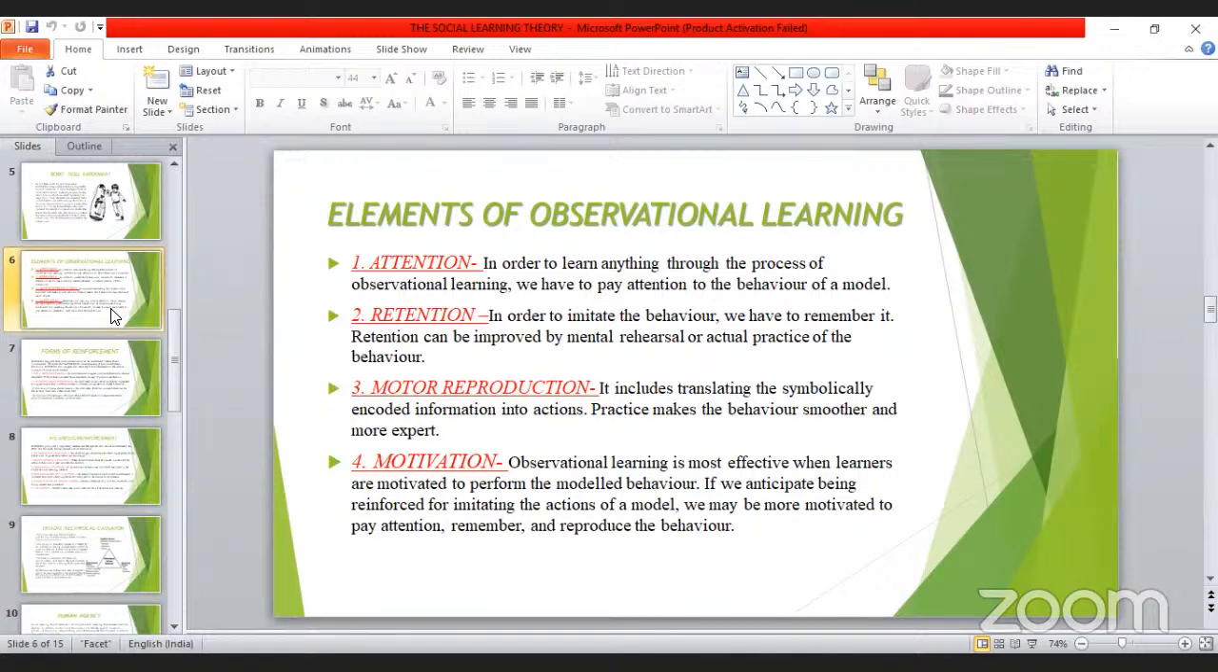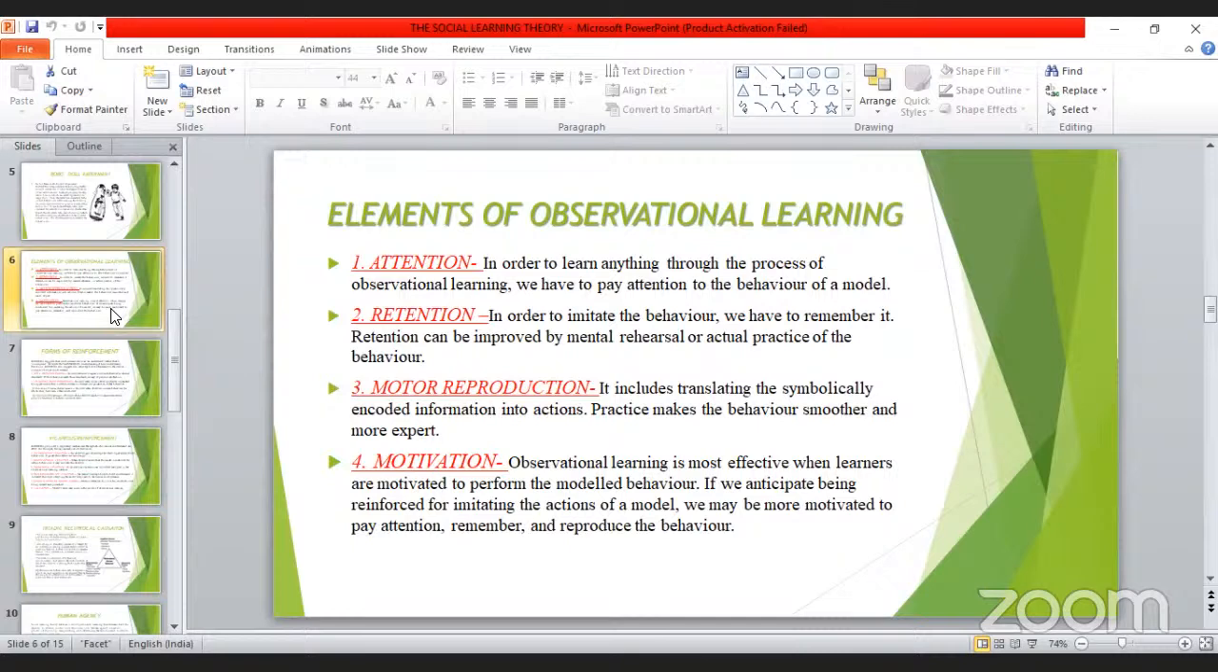Next is motivation. Motivation is the more effective thing. Motivation is an important part of learning. Without motivation, an individual is not able to produce learned behavior. So observation will be effective if the learner is motivated to perform the behavior that is performed by a model, right? Because I am observing a behavior. Helping another person leads to a very rewarding condition.